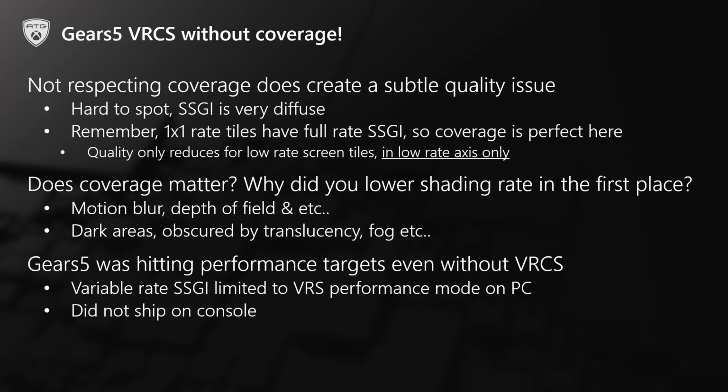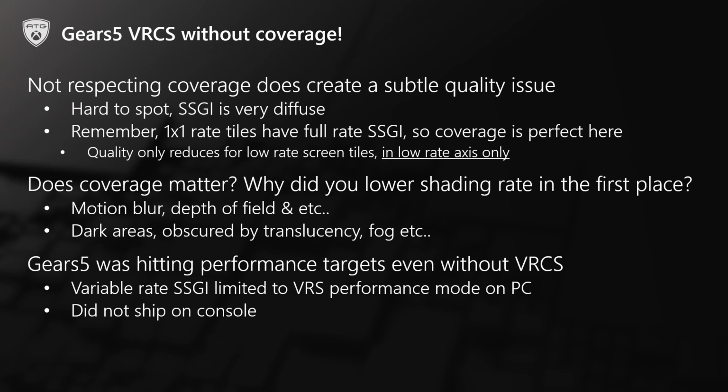So that means that in the case where you have a discontinuity in the surface itself, then you'll be running the SSGI at full rate in that axis. And of course, there are many times where you can lower the shading rate and coverage doesn't matter. This is particularly when you have blurs going on. So this could be motion blur or depth of field, where the values from different surfaces and different triangles are getting blurred over each other anyway. And of course it could simply be dark or heavily fogged out.